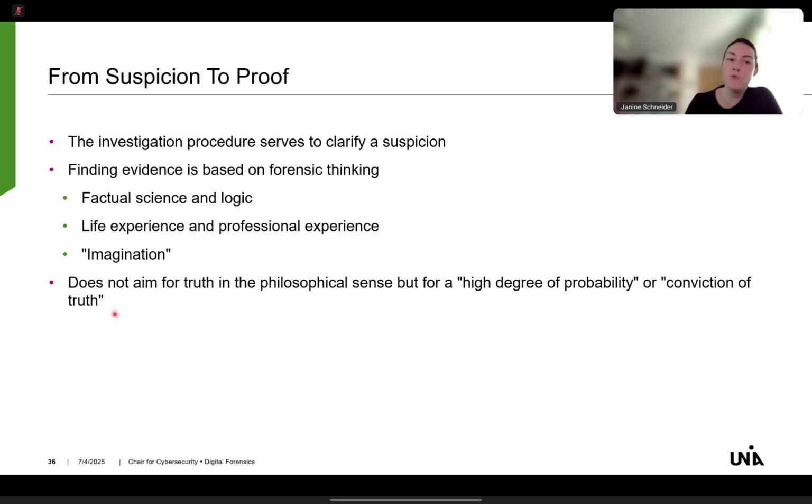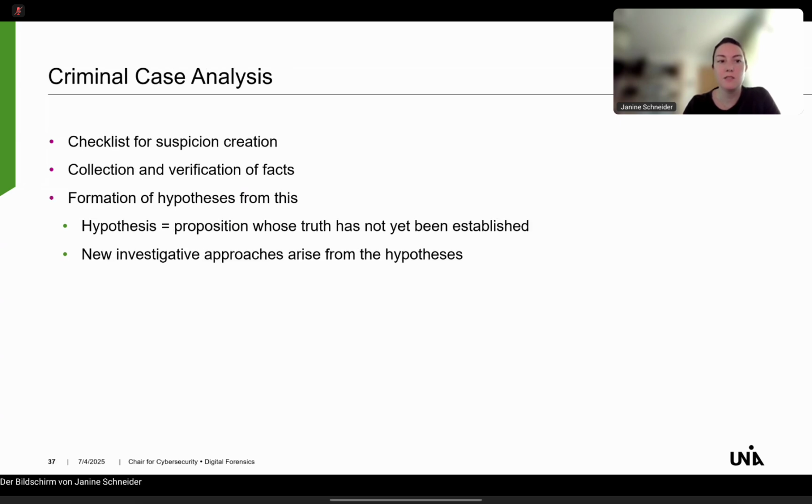Okay. So all of that doesn't aim for the truth in a philosophical sense, but for a high degree of probability or conviction of truth. And with the term probability, we have to be careful, as some of you might still remember the Sally Clark case, where statistics and probabilities were used to convict Sally Clark, but actually she was innocent. So with this term, you should be very careful. But we discussed the truth thing enough by now, I think.